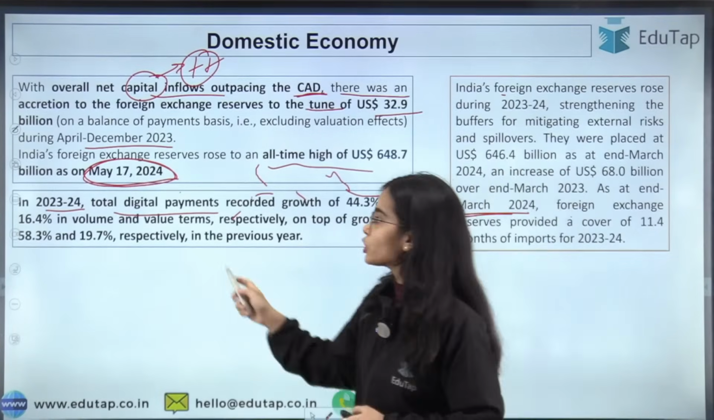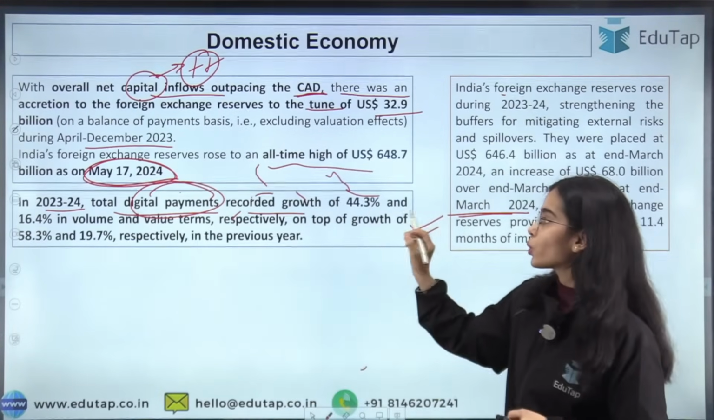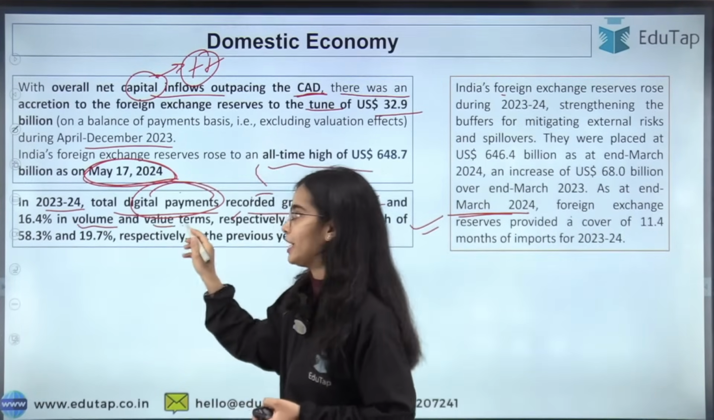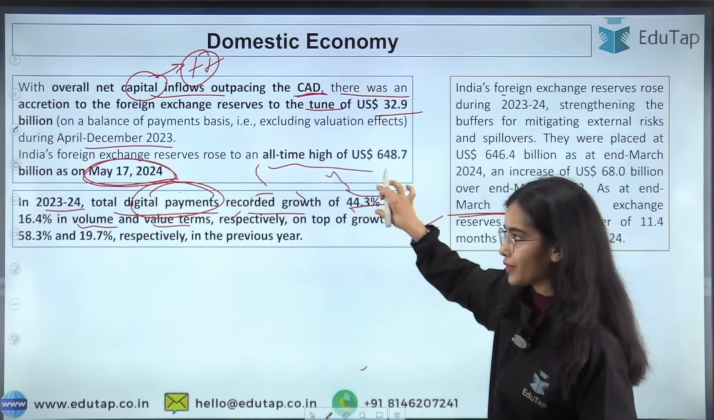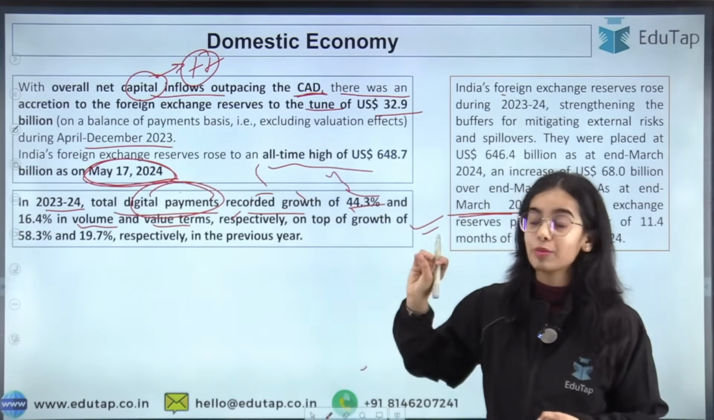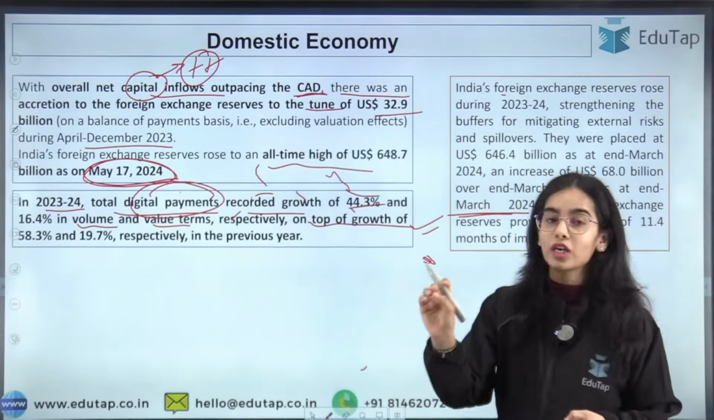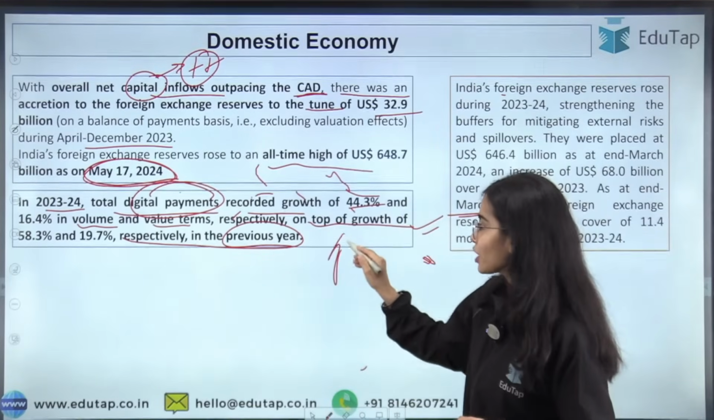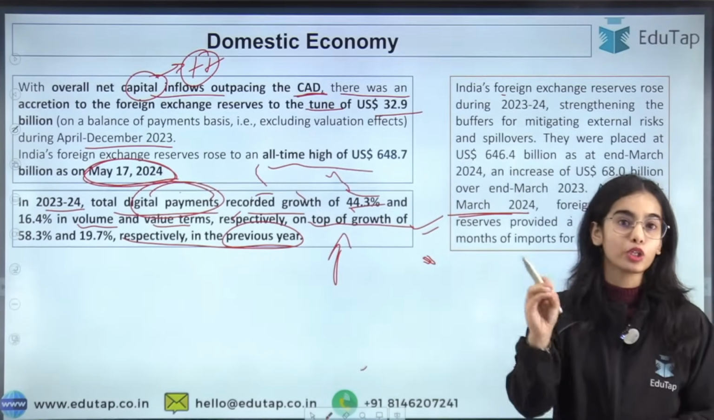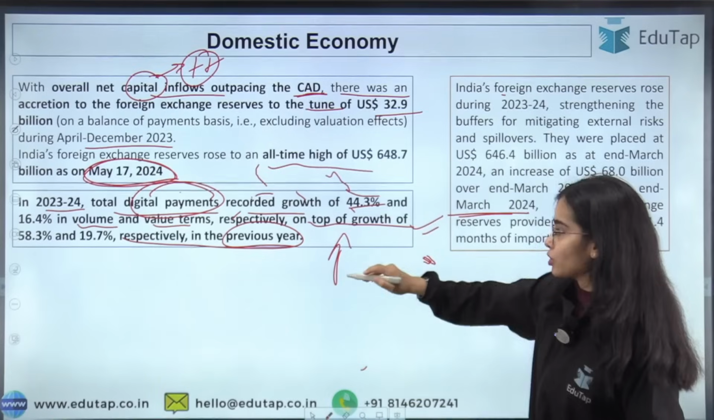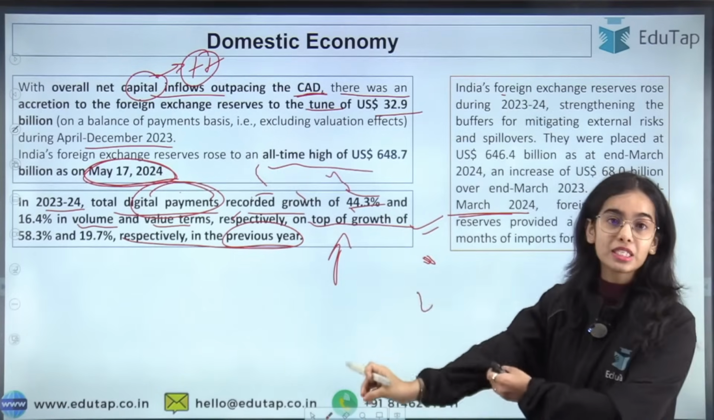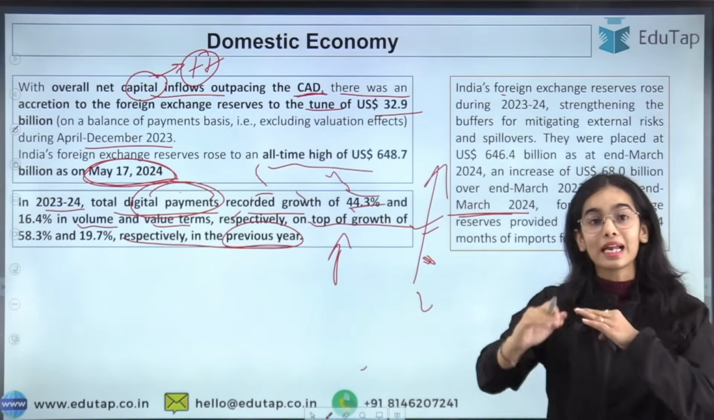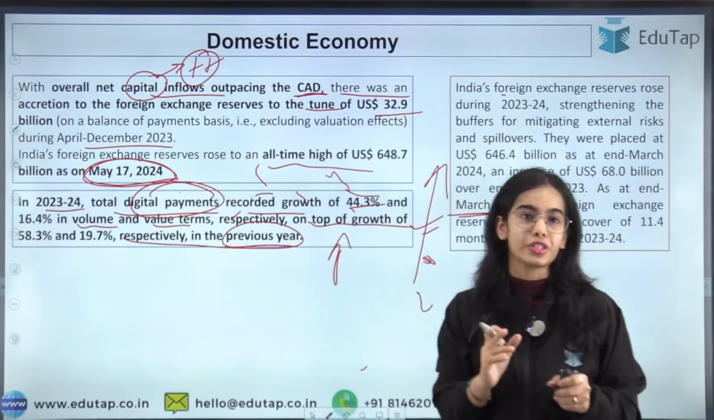In 2023-24, total digital payments recorded growth of 44.3% and 16.4% in volume and value. So in volume, the growth is 44.3%, and in value, the growth is 16.4%. This is on top of the growth of 58.3% and 19.7% in the previous year. So in the previous year also there was growth, and in this year also growth has happened. You can understand that there is continuous growth in digital payments.